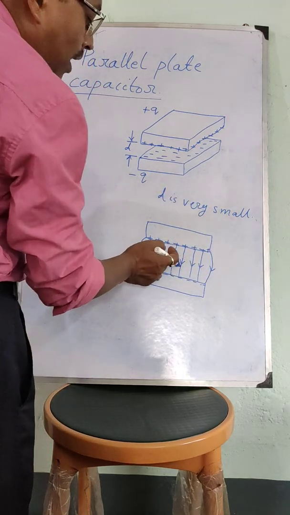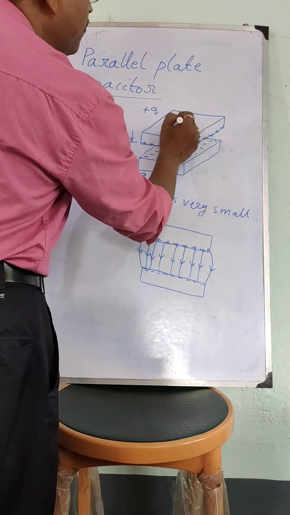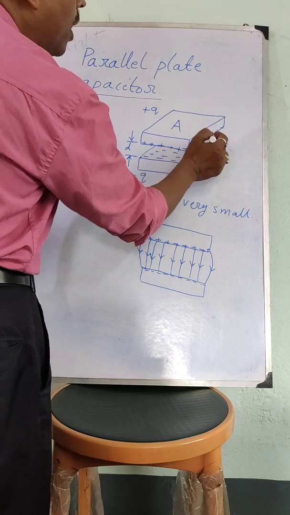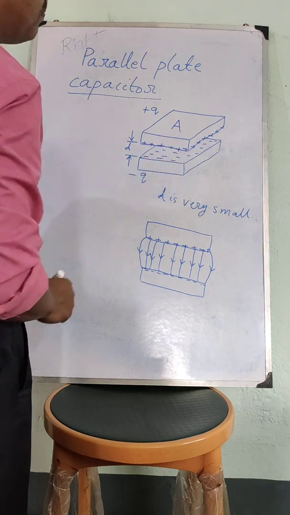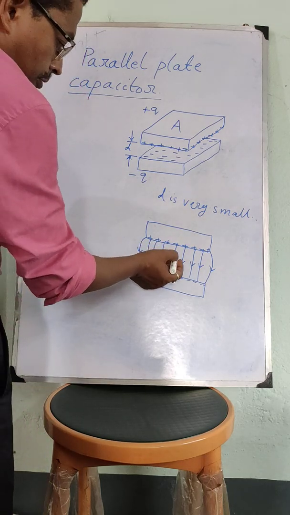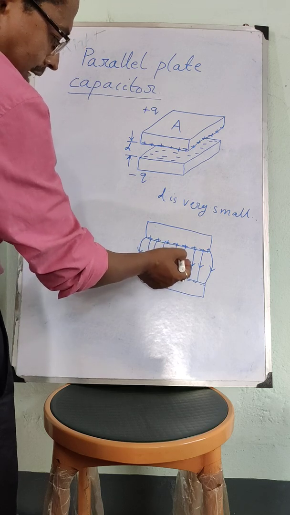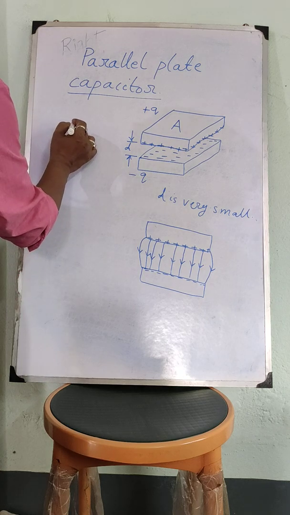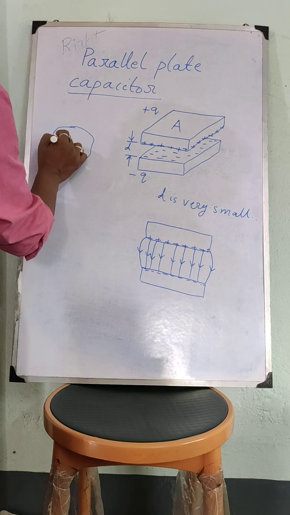Okay. Now we will calculate. Suppose this plate area is A. The area of this plate is A. Similarly, the area of the lower plate is also A. So what is the capacitance of this parallel plate capacitor? Okay. Now for that we need the electric field in this region. Now what is the electric field in this region? Now you know that, see, suppose if I have a conductor, this is a conductor.